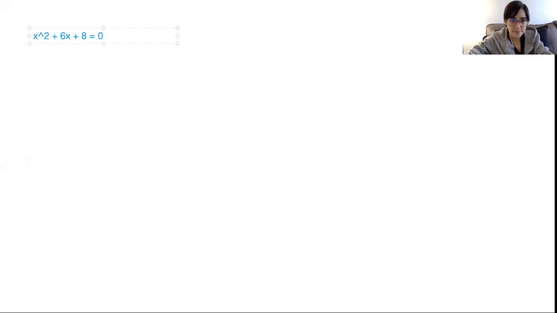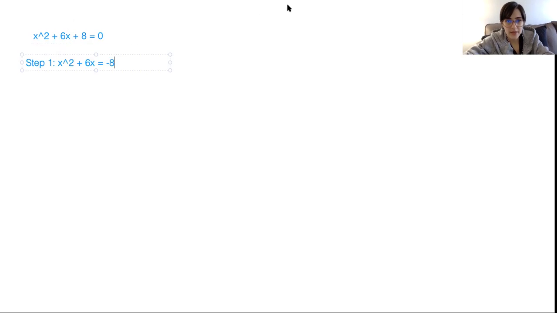So step 1 is to take whatever number doesn't have a variable connected to it. In this case, that's plus 8, and move it to the other side of the equal sign. In order to do that, we have to cancel it out here. And whatever we do to cancel it out here, we do the opposite of the sign that's shown. So if it's plus 8, we're going to do minus 8. So we get x squared plus 6x equals negative 8.